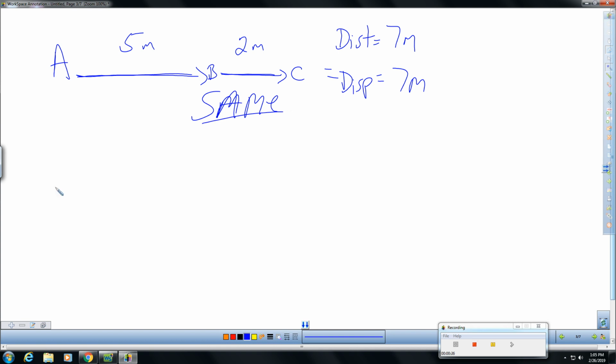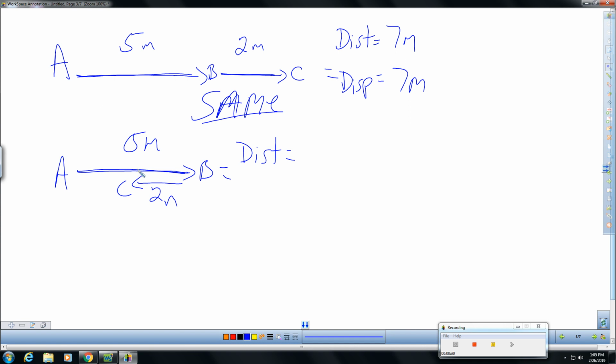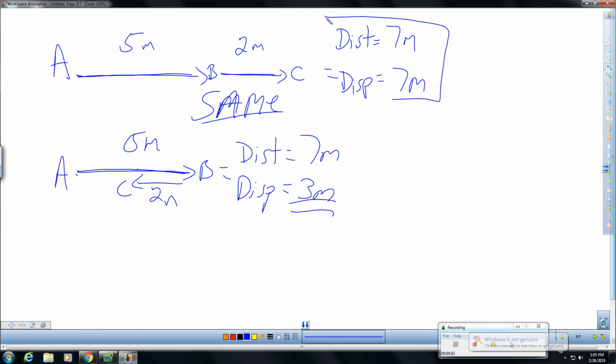What happens if I traveled out 5 meters again to B, but this time I traveled back 2 meters to C? The total distance would be what? What's the total that I walked? I went 5 and then 2, so the total would still be 7, but now my displacement has changed because I've come back closer to my starting point. I'm only 3 meters away from my starting point. So sometimes distance and displacement are equal. Sometimes they are different depending on how we walk.